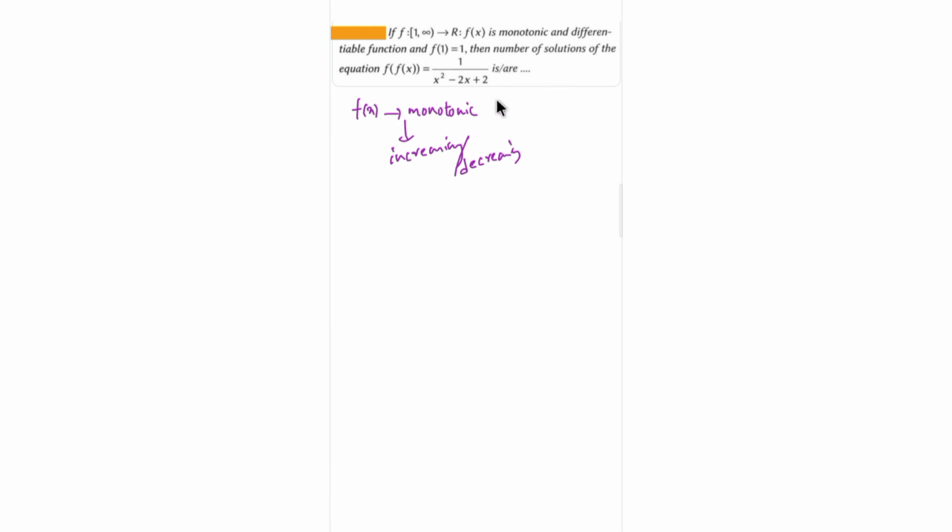And it is a differentiable function, definitely. And f of 1 is equal to 1, and we need the number of solutions of the equation f of x is equal to 1 by x square minus 2x plus 2, right?